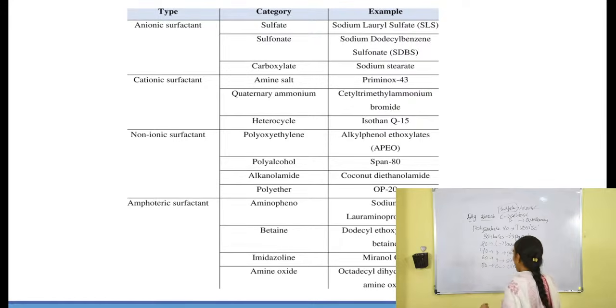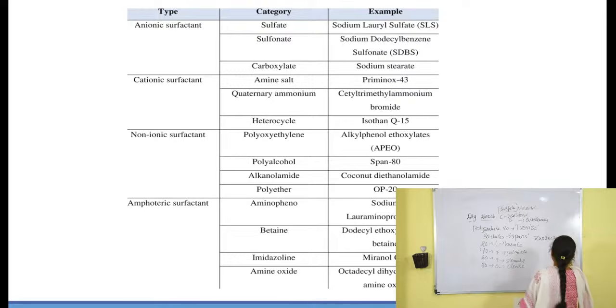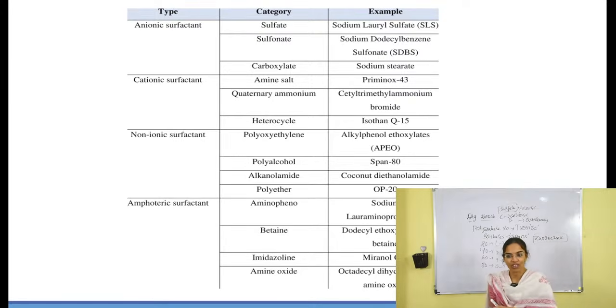Okay, there is one more name for amphoteric surfactants. They are known as zwitter-ionic surfactants, because amphoteric nature means it exhibits a zwitter-ionic nature. So zwitter-ionic surfactants, they are also known as. Okay, so moving forward to the next question.